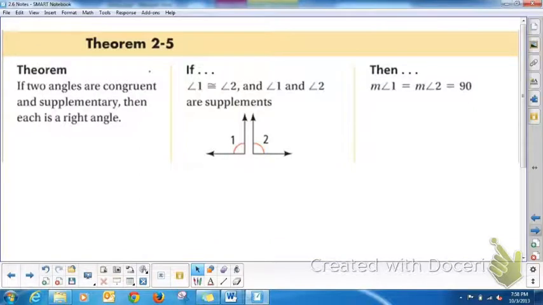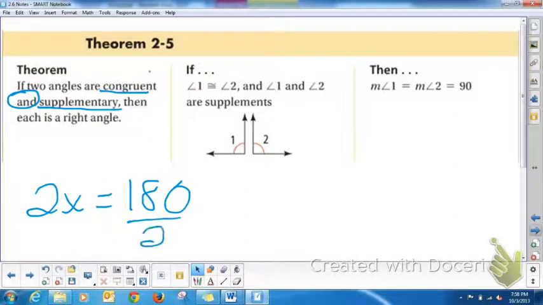The last theorem we're going to discuss has to do with the right angle congruence theorem. And this is a theorem that says if two angles are congruent and supplementary, then each is a right angle. And that's because if they are supplementary, then that means their sum is 180 degrees. And if they are congruent, that means they're equal to each other. And there's only one way to divide 180 equally, and it would be to get 90.